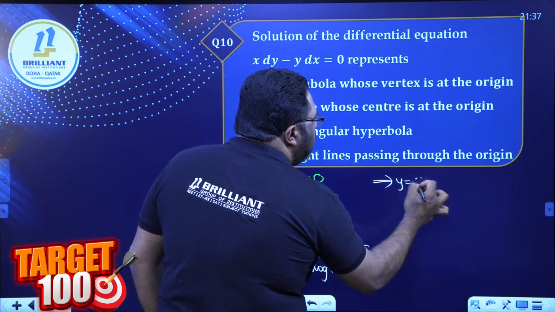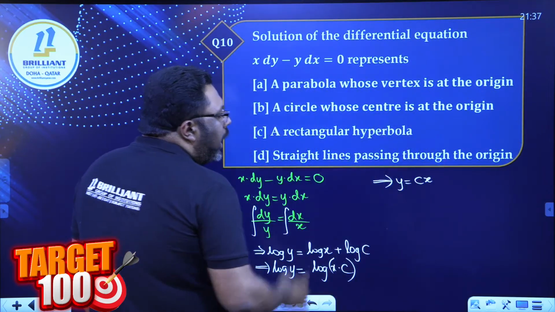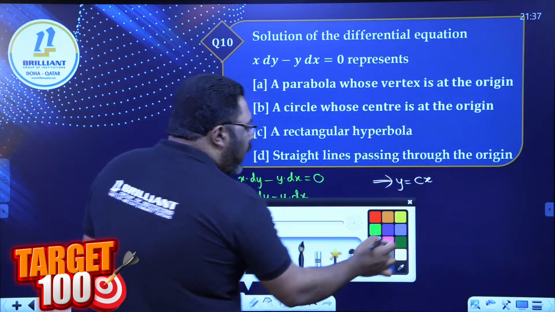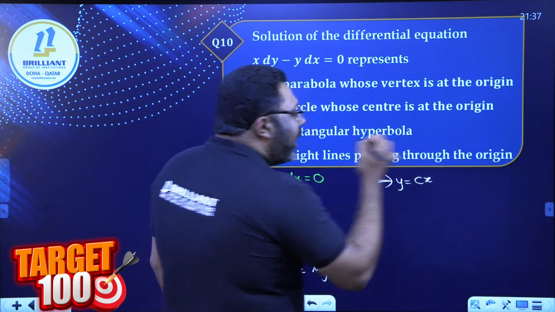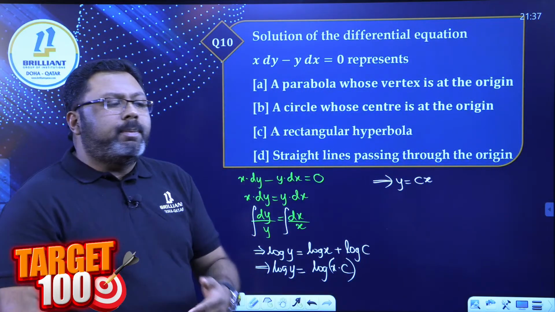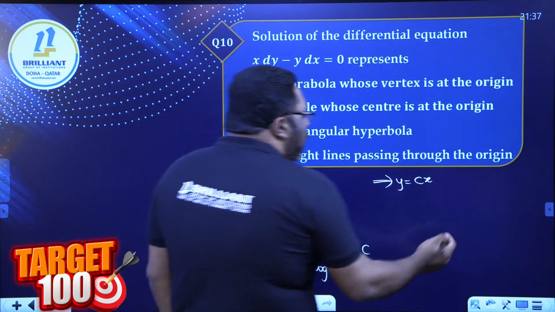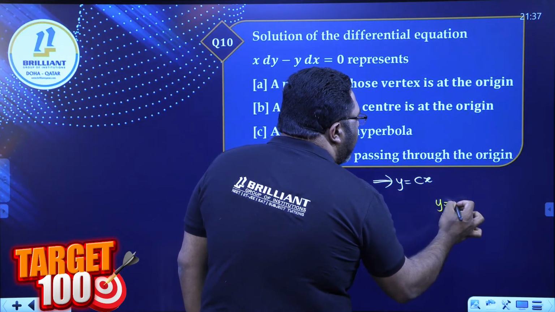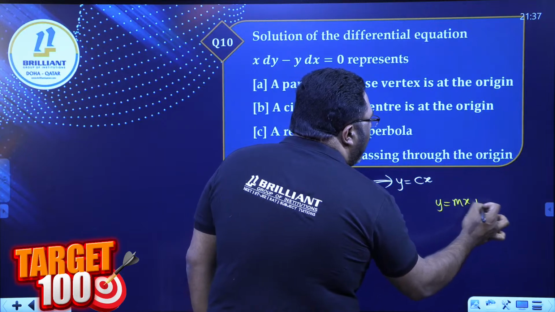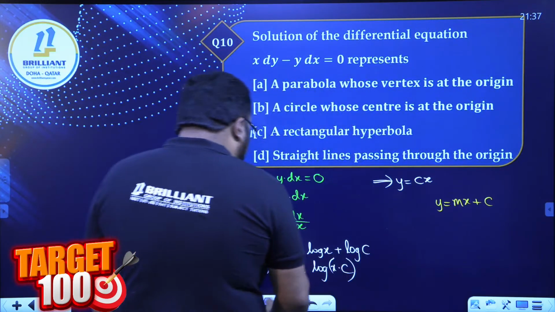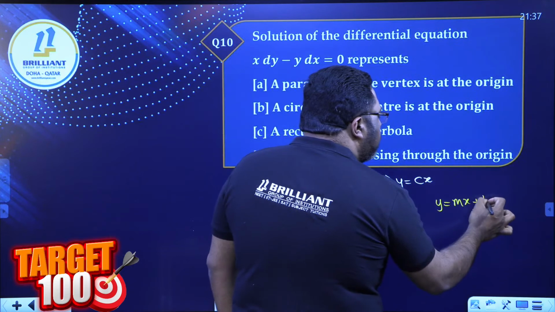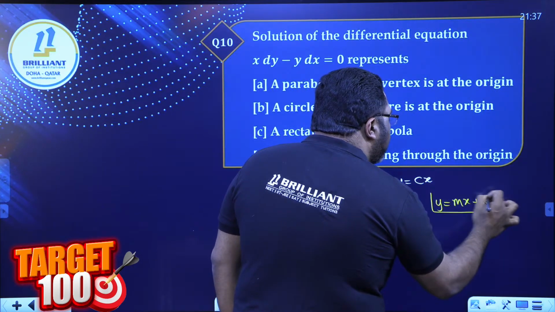I can write y is equal to cx. And is there any equation, or any geometrical shape's equation, which looks like this? Yes, Dhruvil, right answer. Samuel, right answer. Now it definitely looks like this form of an equation. Okay, let me not call it c because c is already being used. mx plus k. Have you seen this before?